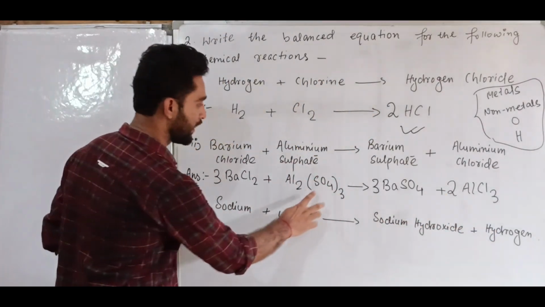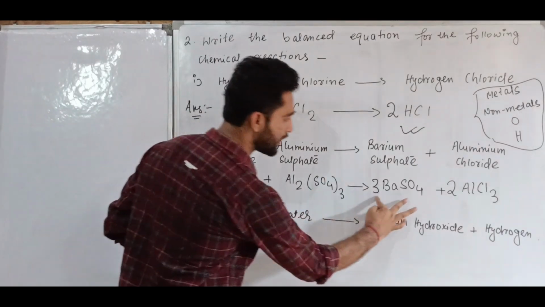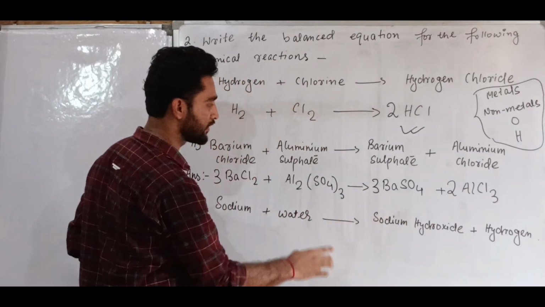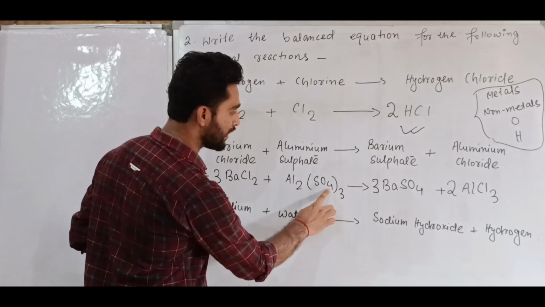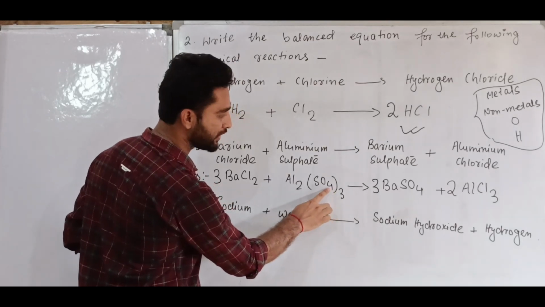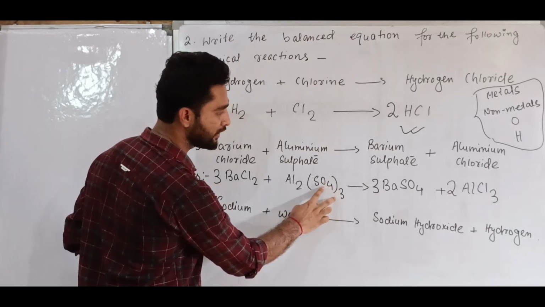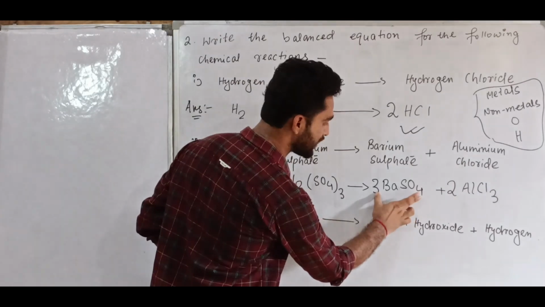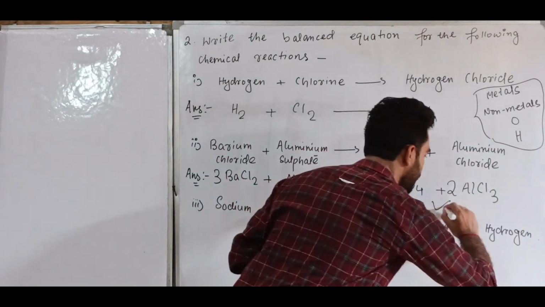Now look at the sulfur. Here sulfur how many? 3. Here sulfur how many? 3. Sulfur also balanced. Now oxygen. 3 4 are 12. So these 3 will be multiplied with this 4. Oxygen 12. Here oxygen 3 4 are 12. Now this reaction became balanced.